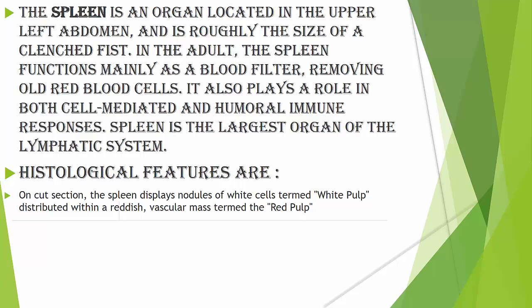Spleen is the largest lymphatic organ present in the left hypochondrium region and is roughly the size of a clenched fist, while its main function is in immune response and as a blood filter.